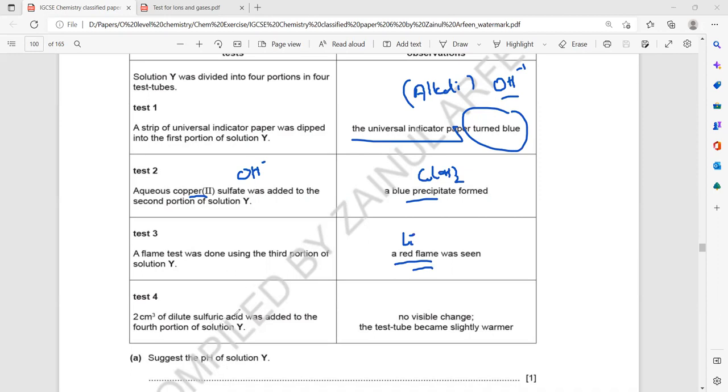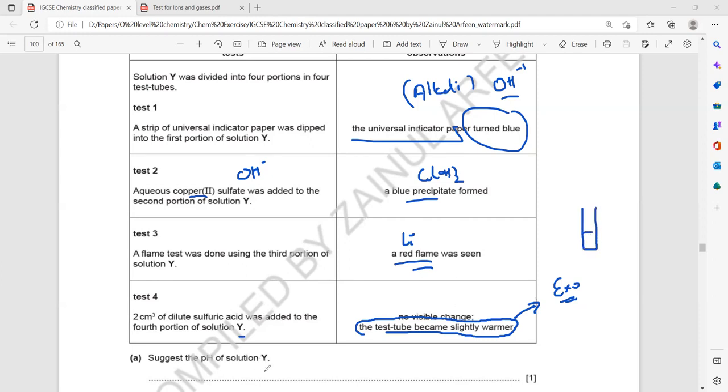And this dilute sulfuric acid is added. Because acid reacts with an alkali, there is a neutralization reaction. The test tube becomes warm. It means which reaction is this, endo or exo? If we add sulfuric acid to solution Y, the test tube becomes slightly warmer. Is it exo or endo? Exothermic. So this will be exothermic, that's why the test tube will feel warmer.